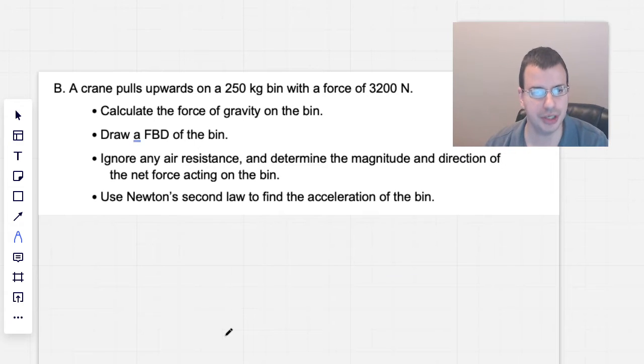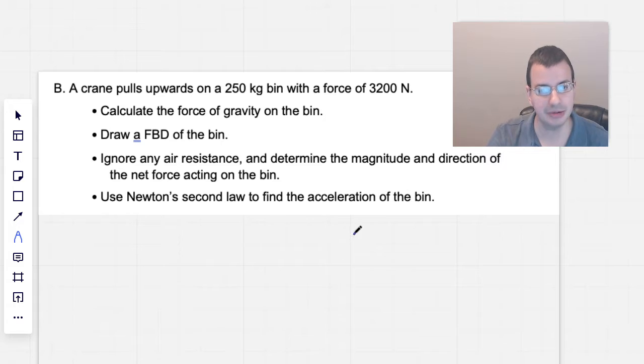A crane pulls upward on a 250 kilogram bin with a force of 3,200 newtons. We want to calculate the force of gravity on the bin. Draw a free body diagram, that's FBD. Ignore any air resistance, determine the magnitude and direction of the net force acting on the bin, and then we'll use Newton's second law to find the acceleration of the bin.